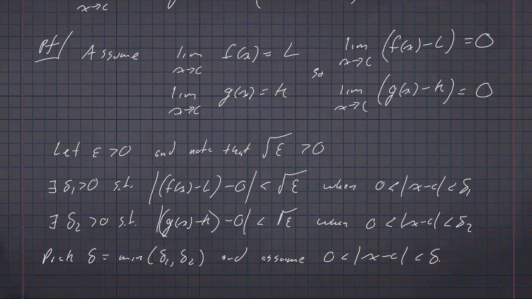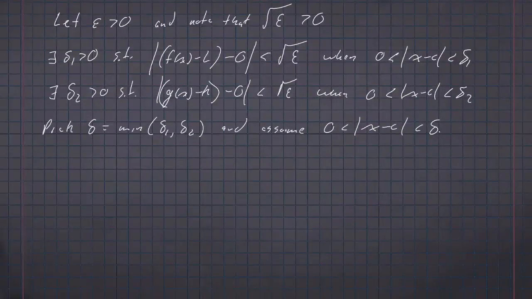Same sort of structure that we've looked at before, only this time we're using square root of epsilon, because black magic and someone figured out that that works nicely in the end. So we find a delta 1 that works for the limit on f of x minus L. We find a delta 2 that works on the limit of g of x minus k. And we pick delta to be the smaller of those things.